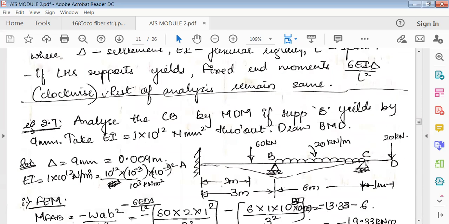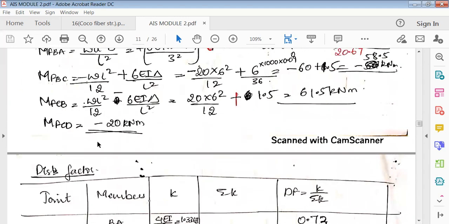Next, finally, MFCD. MFCD is equal to, because it is the first joint from the left side, it is minus. So it is minus 20 into 1, so minus 20 into 1 is 20 itself. So it's minus 20 kilonewton meter. So these are all the fixed end moments.